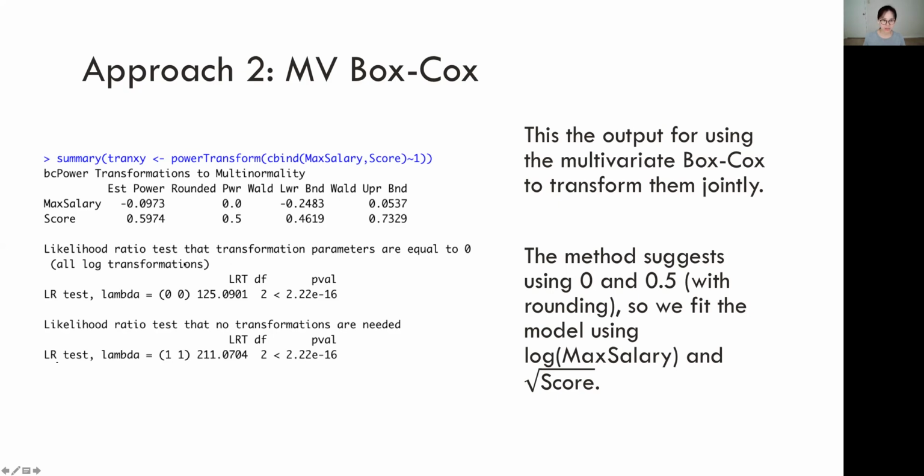Also, this summary would tell you the likelihood ratio test. But for now, we just need these two for the transformation of the variables. So we're going to take the log of the max salary and take the square root of score. So power 0.5, which is square root, right?